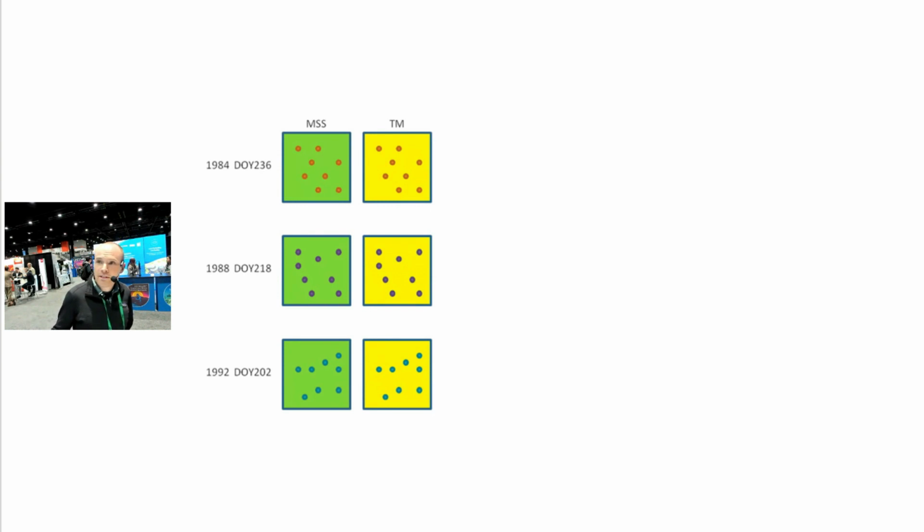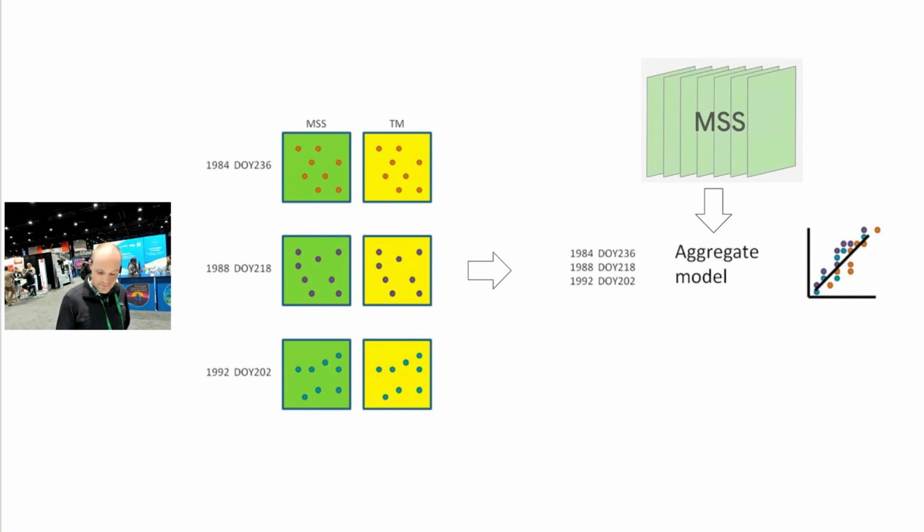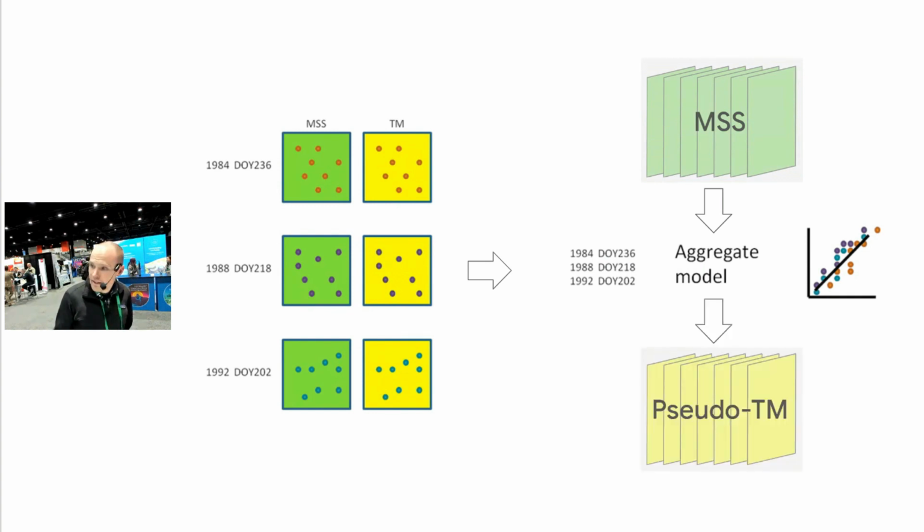We take these pairs that were collected on the exact same day, the same location. We draw a random sample. This is just 3 examples of what those might be. We create a regression model with random forest that's an aggregate of all of the samples that we have for these coincident image pairs. And then we take our MSS images, run them through this model, and out we get pseudo TM data.